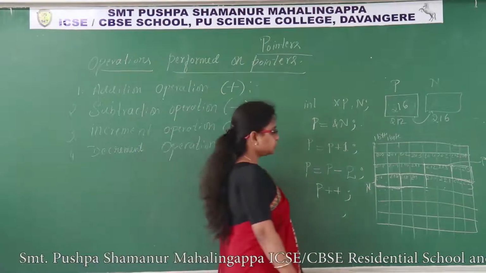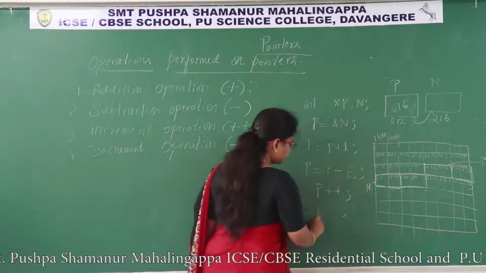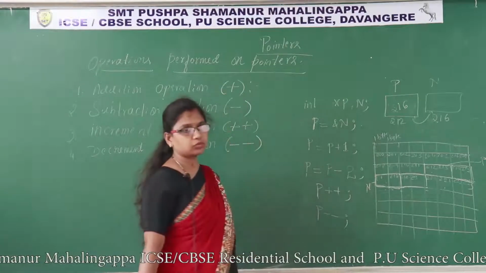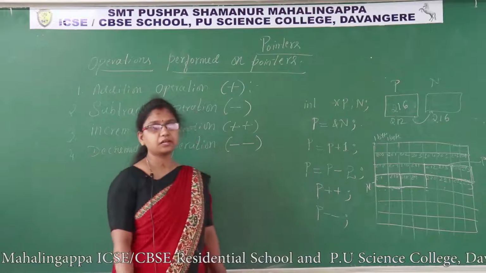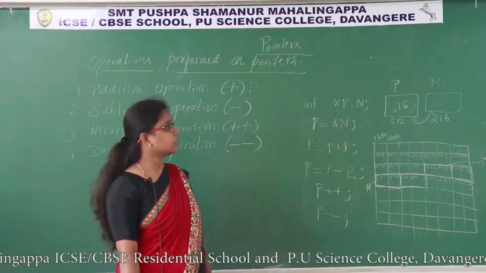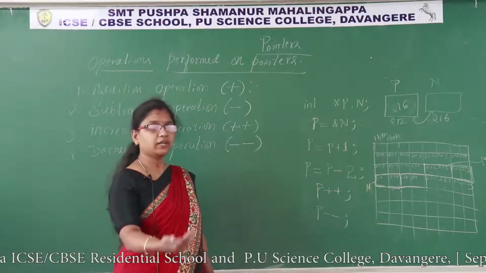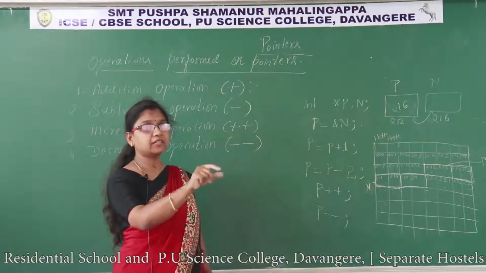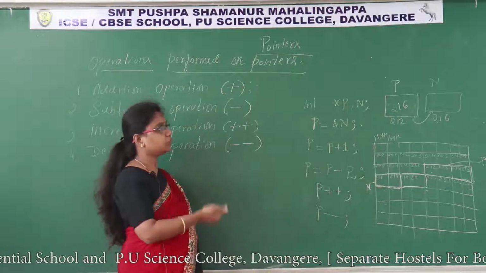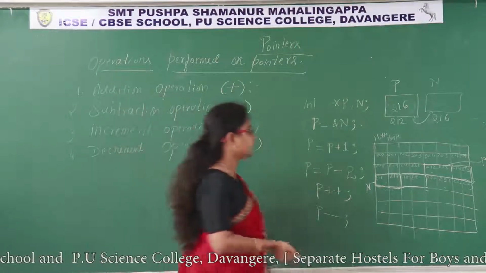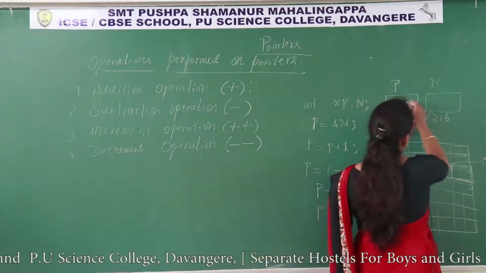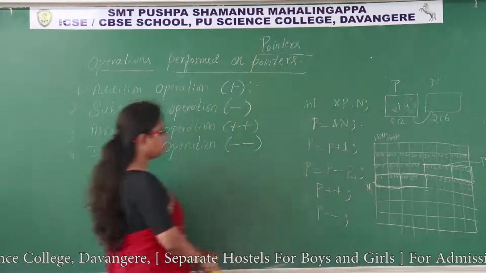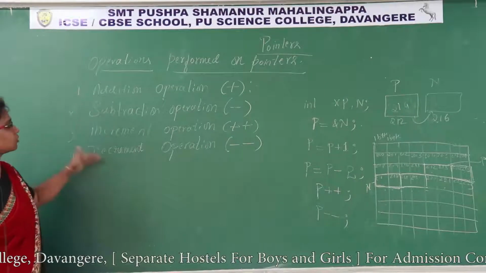Next, if I write P minus minus here, the value of P has to be decremented by 1. What does it mean? What is there in the P memory address? So 1 time decrement. What type of memory is that pointer pointing to? Integer type memory. So 1 time decrement means 2 bytes. So 214. Again it's pointing to 214. So in this way you can understand these operations.